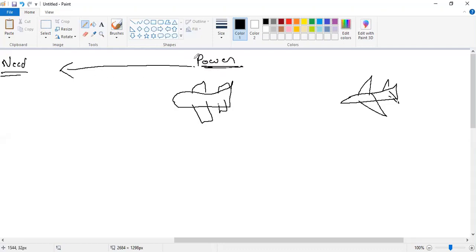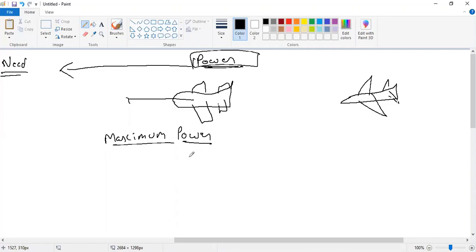Now, when I say power, you will say the jet engine is already there. Just move the throttle lever ahead and we'll get that power, right? But if we move the throttle lever ahead, we can get only a limited amount of power, right? That is the maximum power available. Whatever is the maximum amount of power available, we can utilize that entire power over here, but it will still not be sufficient.